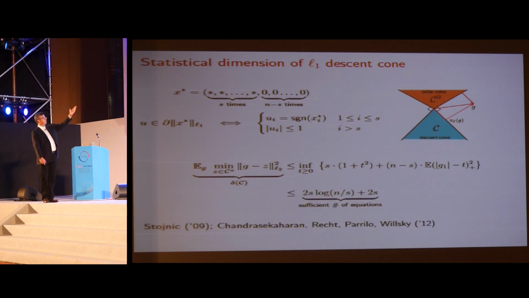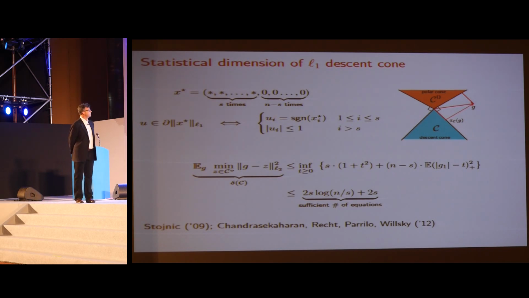And so what I do, for example, by picking a good value of t, is to show that, well, with 2s log(n/s) equations, I've got perfect recovery. So it's a very concrete, non-asymptotic result. Give me 2s log(n/s) Gaussian equations about an s-sparse vector. No matter what it is, I'm going to have perfect recovery by linear programming.